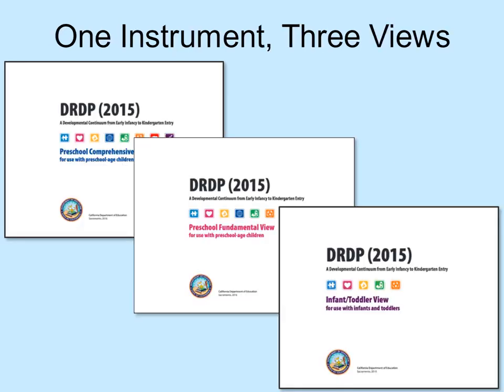The DRDP 2015 is one instrument with three views: the Preschool Comprehensive View for use with preschool-age children, the Preschool Fundamental View for use with preschool-age children, and the Infant/Toddler View for use with infants and toddlers. The DRDP 2015 instrument is structured around developmental domains and measures. Both the infant/toddler and preschool versions have been aligned with their respective foundations.